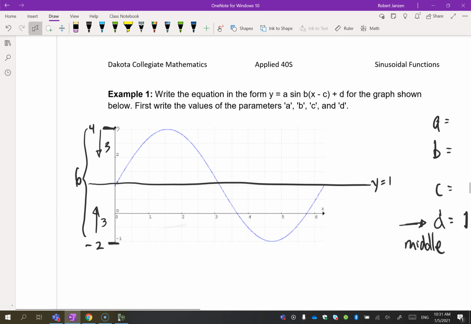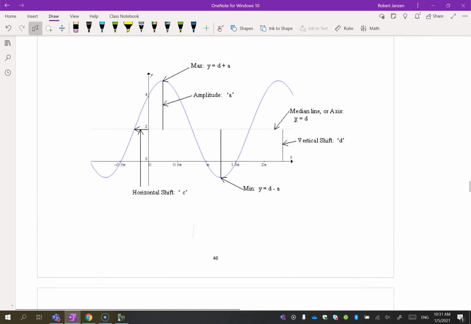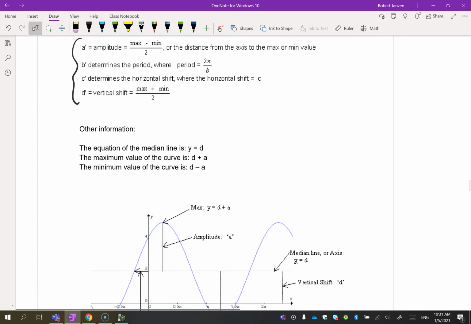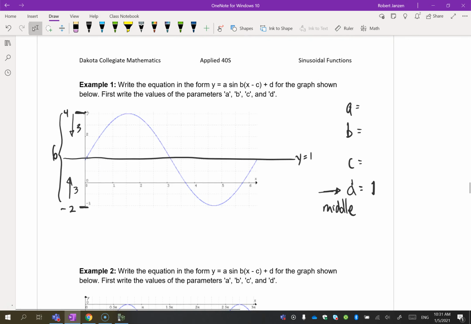Now, if you really wanted to, there is a formula up here. If you want to figure out the vertical shift, it says just take the maximum plus the minimum and divide by 2. Okay, if you look at that, the maximum is 4, the minimum is -2. You could say, what is 4 plus -2 divided by 2? Okay, so that would give you 1. And that works as well.